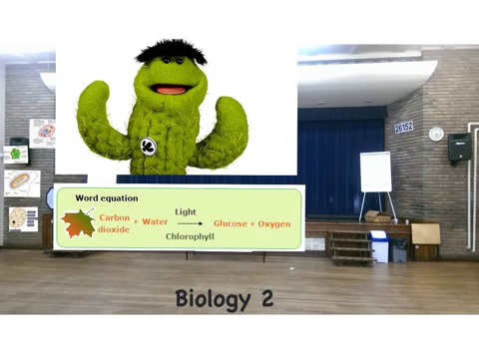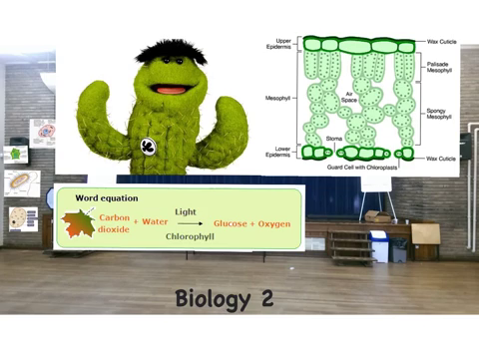Photosynthesis can be summed up by the equation: carbon dioxide plus water, using light energy, produces glucose plus oxygen. During photosynthesis, light energy is absorbed by chlorophyll in the chloroplasts of the green parts of the plant. It is used to convert carbon dioxide and water into sugar in the form of glucose. Oxygen is released as a byproduct. Leaves are well adapted to allow the maximum amount of photosynthesis to take place.